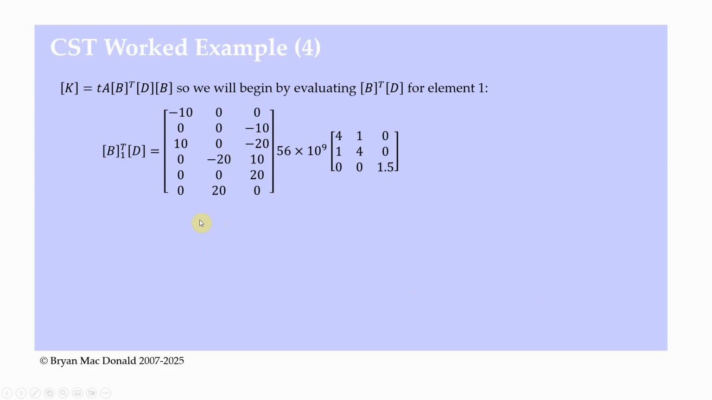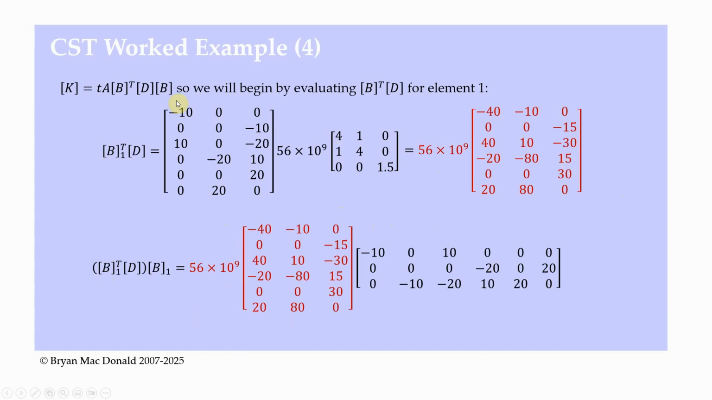So now I've got my 6 by 3 multiplied by my D matrix, which is a 3 by 3. So if you multiply a 6 by 3 by a 3 by 3, you get a 6 by 3. So again, here's my 6 by 3 matrix. I've just highlighted that in red there, because now what I'm going to do is say, well, I want that B transpose times D multiplied by B. So I'm going to put a bracket around that and multiply it by my original B.